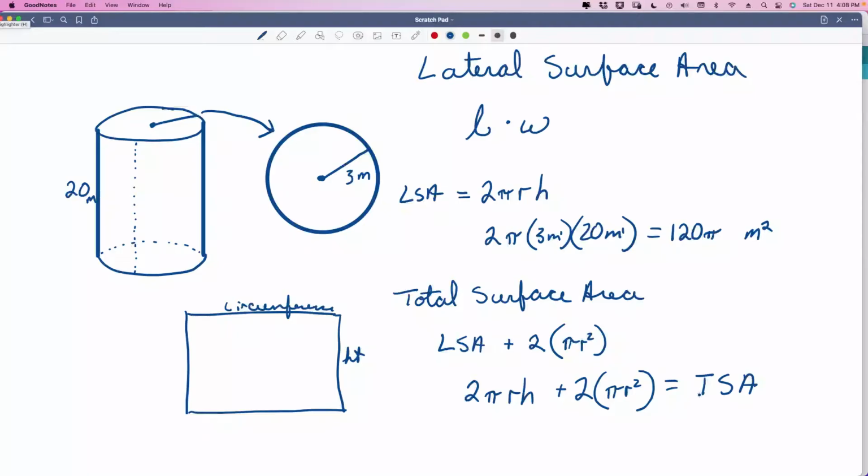Now, sometimes a question will drop the word total and just ask for surface area. It could be called surface area, or it could be called total surface area. But if it's called lateral surface area, it's just talking about that label that would wrap around. It's just the sides, because lateral means side. That is the definition. In Latin, it means side. So lateral surface area is the surface area of the sides of your cylinder.